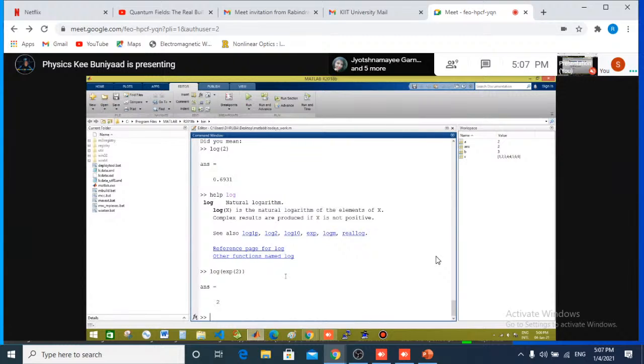So when you take exponential of log of, suppose, 2, exponential and log will cancel out, and it will give you only the number 2. Similarly, you can do the reverse: log of exponential 4 will give you only the number 4.